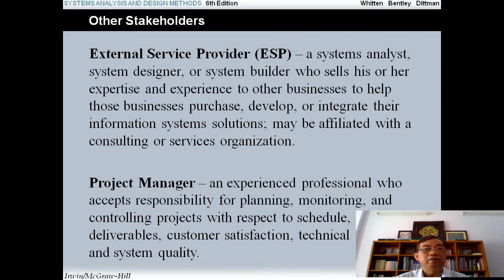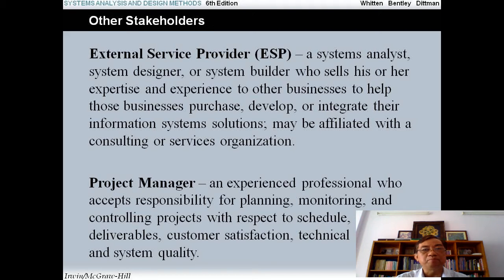Another stakeholder is the external service provider (ESP): a system analyst, system designer, or system builder who sells his or her expertise and experience to other businesses to help those businesses purchase, develop, or integrate their information system solution, and may be affiliated with a consulting or service organization.